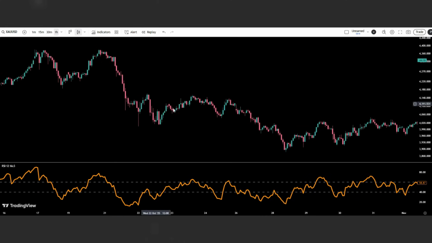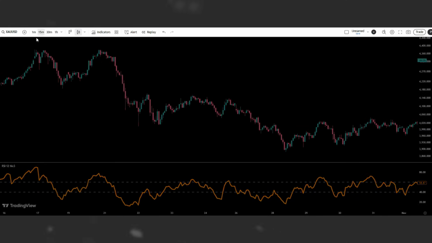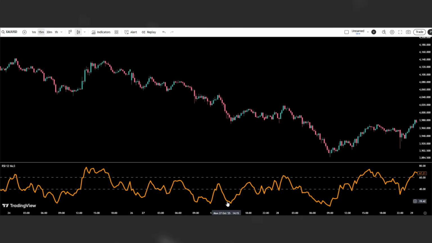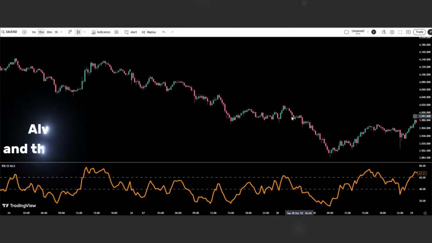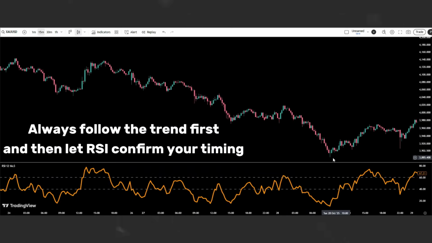For sell trades, first confirm the downtrend on the 1-hour chart. Then on the 15-minute chart, wait for a minor price bounce. Look for the RSI to rise above and then start turning down. When a bearish candle closes after this, that is your sell entry. Always follow the trend first and then let RSI confirm your timing.